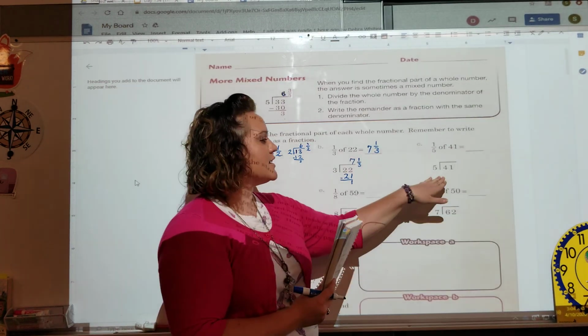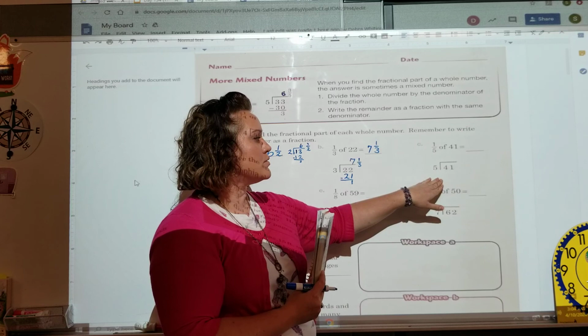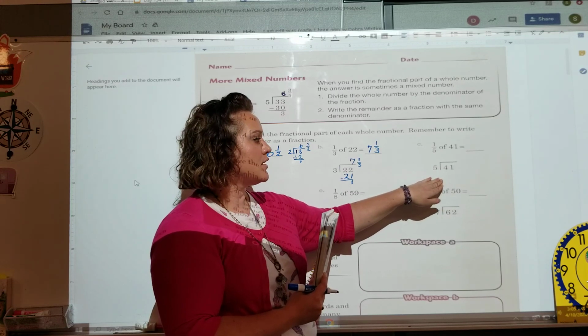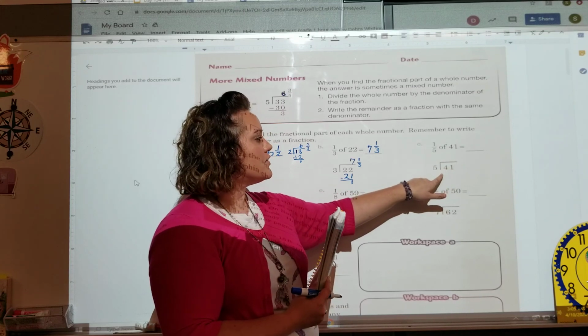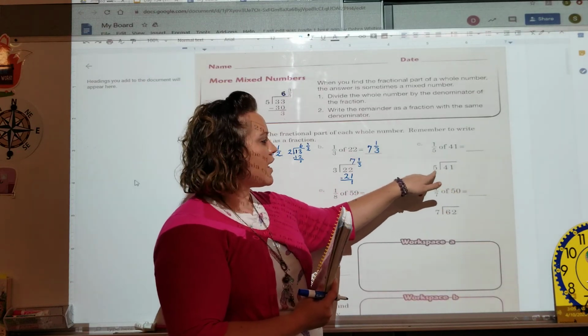I want you to go ahead and see if you can do this one on your own as I talk you through it. Let's think. 1/5 of 41. We write our division problem, 41 divided by 5.